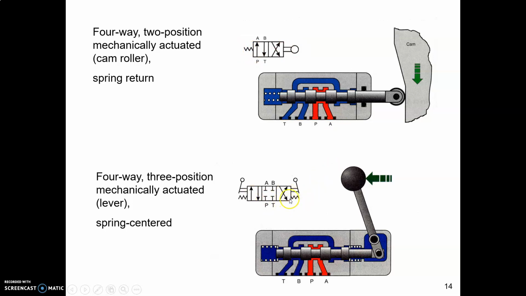Here's a three-position valve where we have a lever actuated. Here's the lever. It's lever actuated on each end, and then it's spring centered. Notice the spring on each end of the symbol, and in our section drawing there's a spring in each end of the valve. So all other things being equal, the springs on each end will cause the valve to be in the centered position.